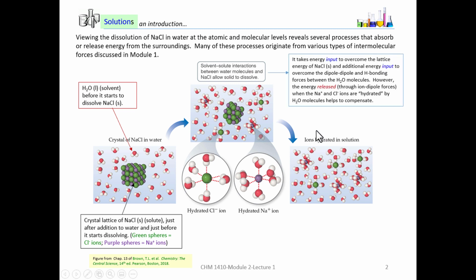Now, it takes energy input to overcome the lattice energy holding the sodium chloride crystal together, and it also takes energy input to get the water molecules to become interested in the sodium chloride, because remember, water molecules are attracted to each other with dispersion forces, dipole-dipole, and hydrogen bonding forces. So in a sense, we have to pull the water molecules apart, or they have to be pulled apart from each other in order to go after the sodium and chloride ions.